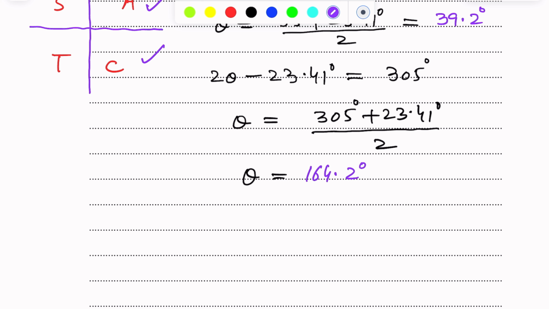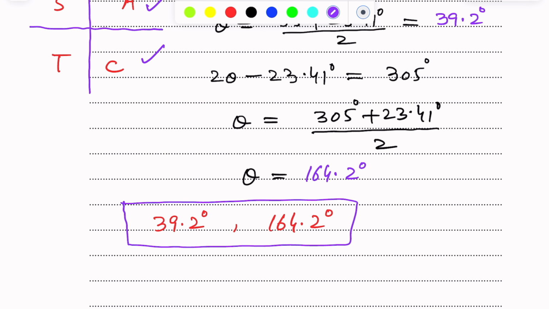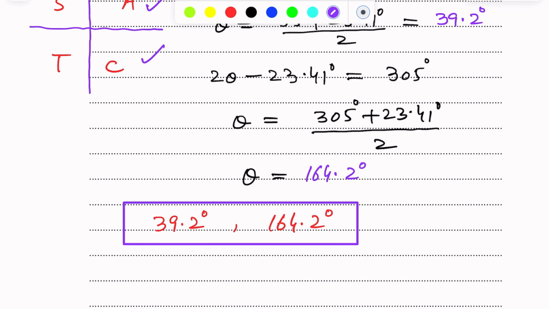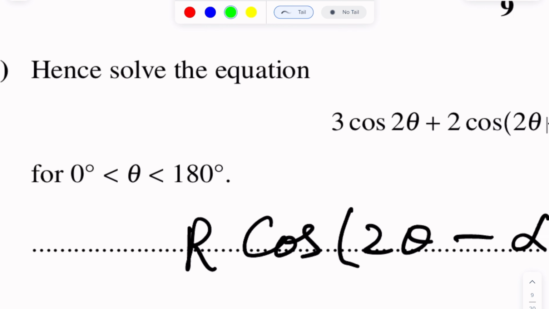So finally, the answers are 39.2 degrees and 164.2 degrees, correct to one decimal place. These are the answers. Both the answers are lying in the given interval.